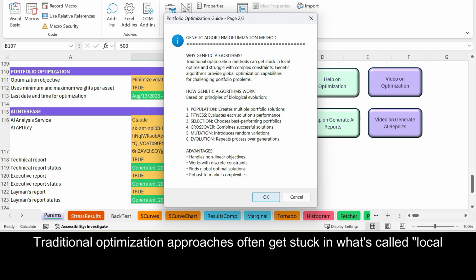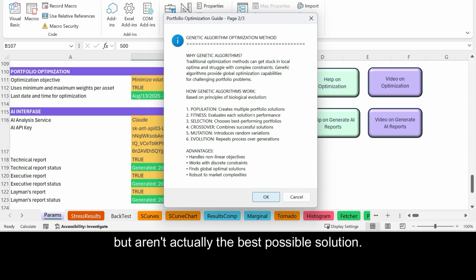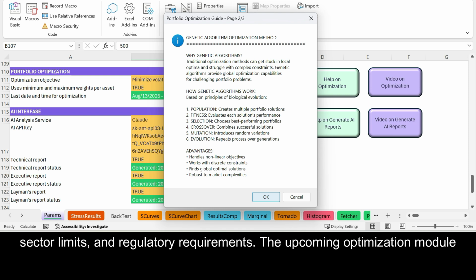Traditional optimization approaches often get stuck in what's called local optima, solutions that look good compared to nearby alternatives but aren't actually the best possible solution. They also struggle with real-world constraints like minimum position sizes, sector limits, and regulatory requirements.